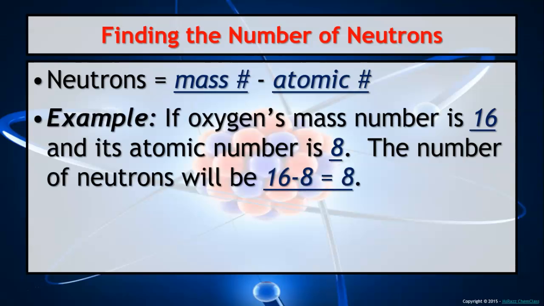So for example, let's say for a minute that an oxygen's mass number is 16. We know that its atomic number is 8, and that means that the number of neutrons has to be 8 also, because the mass number 16, take away the atomic number or the number of protons, 8, will give us the number of neutrons, because the number of neutrons and protons together make the mass number.